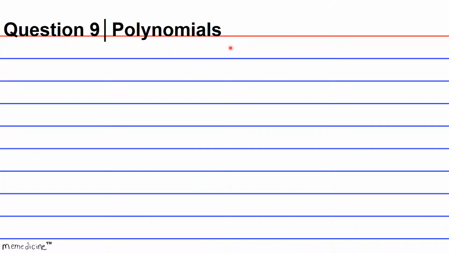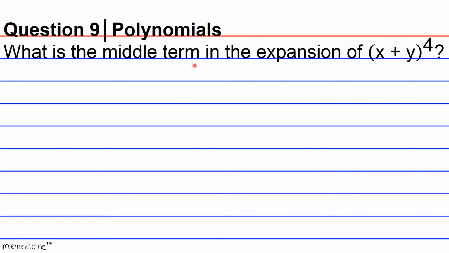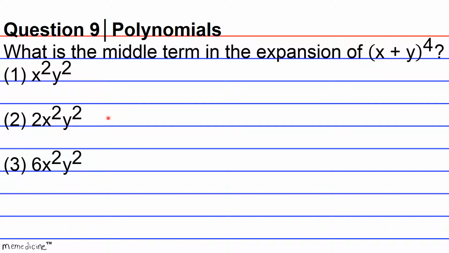Question 9, Polynomials. What is the middle term in the expansion of (x + y)^4? Definitely press pause if you need to, and I'll give you some time to think. While you're thinking, I'll read out the answer choices. Is it going to be 1, x squared y squared, 2, 2x squared y squared, 3, 6x squared y squared, or 4, 4x squared y squared?